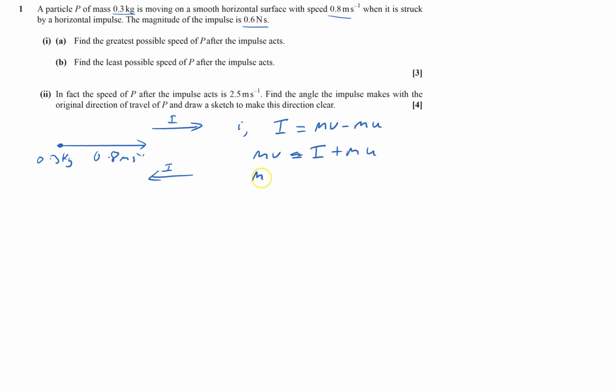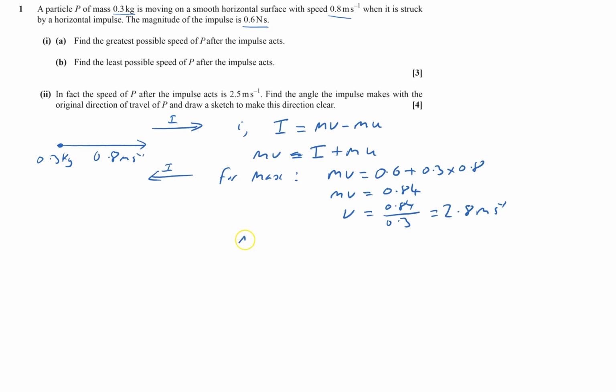So for maximum, we'll get mv equals I, which is 0.6, plus the mass, which is 0.3, times 0.8. And that means that mv will equal 0.84. That's not what I wanted, I want the greatest speed. And so therefore v will equal 0.84 over the mass 0.3, and that is 2.8 meters per second.